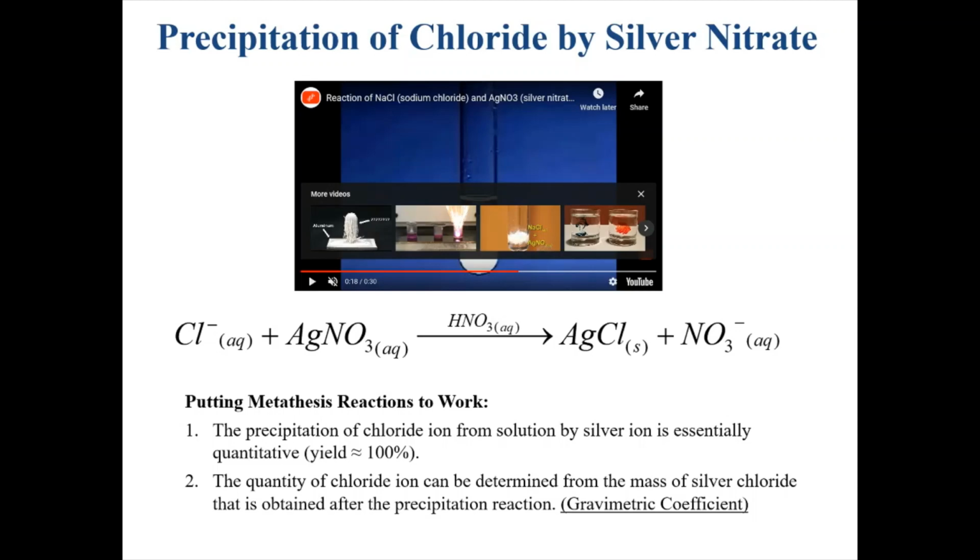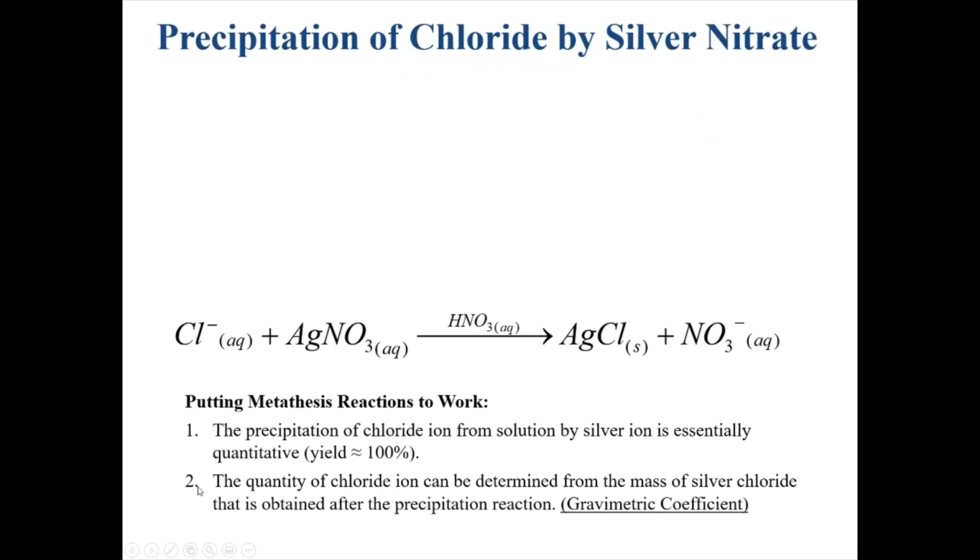So now there's a couple of things that we have to assume. The first thing we have to assume is that the precipitation of chloride ion is essentially quantitative. So we have to assume that the yield is 100%. And this is a pretty good assumption for this experiment because the solubility of silver chloride is extremely low. We treat that as an insoluble salt. So essentially, we can neglect any little bit of chloride that dissolves from the silver chloride, because that's such a small amount that it wouldn't affect our ability to measure it, meaning it would be so little that we couldn't detect it with our balances.